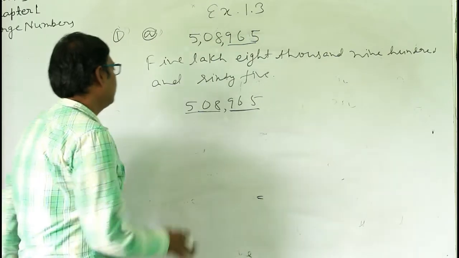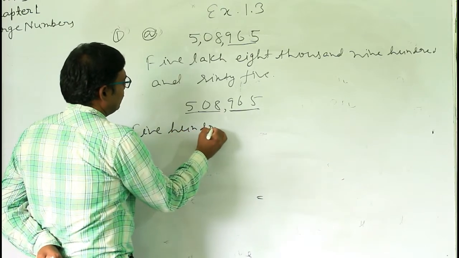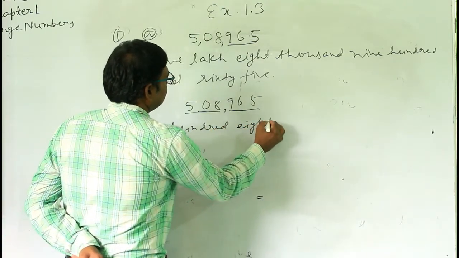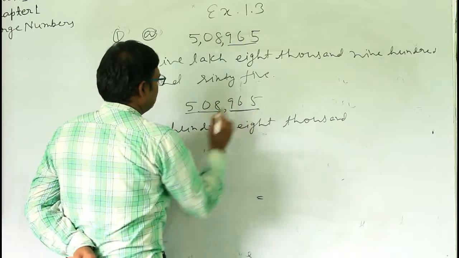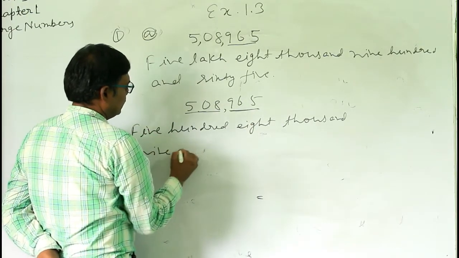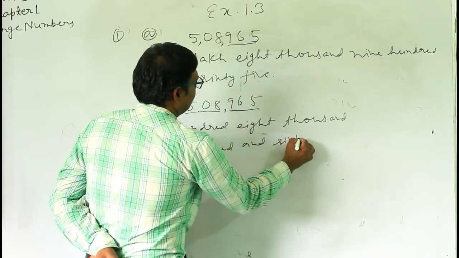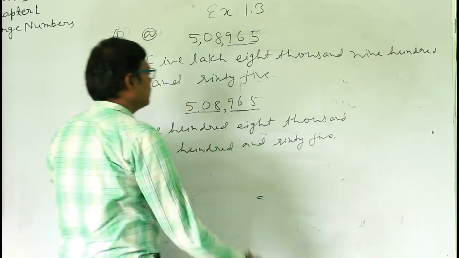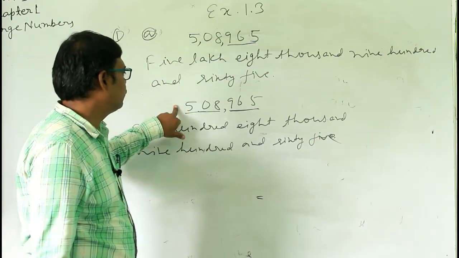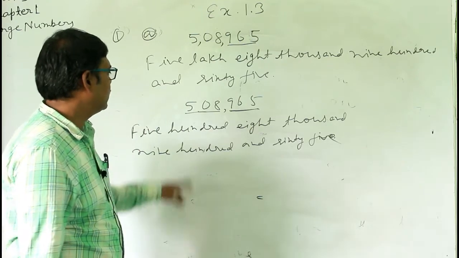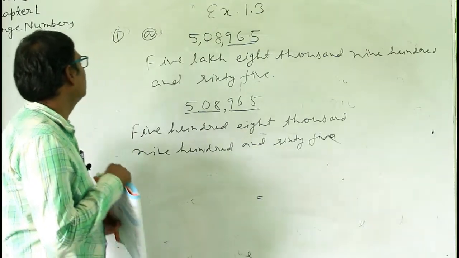Okay, so in this, what is the name of this? It will be 508,965. So this is the answer in this case. That is, when you write this number in words in the international system, the name will be 508,965. So this is the answer of this question number 1A.